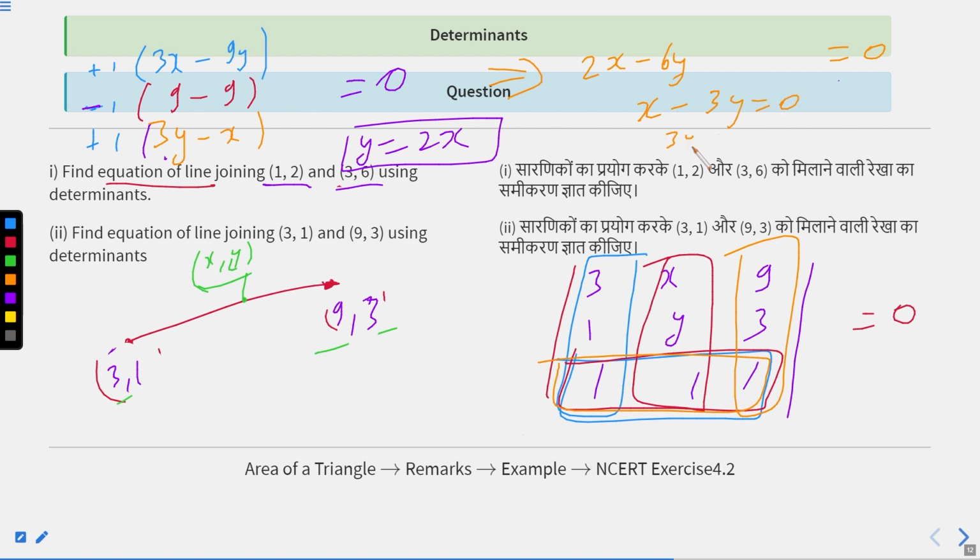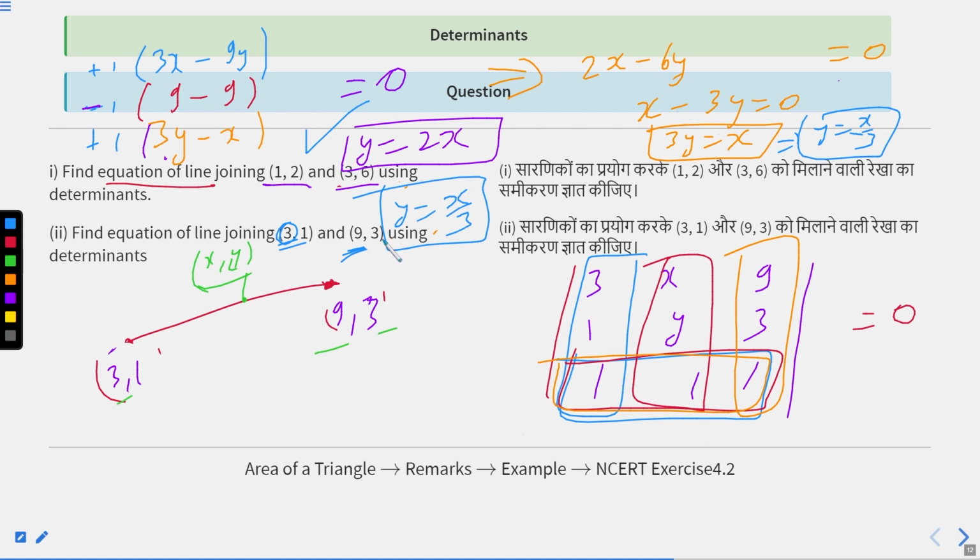In other words, 3y is equal to x. If you try to see, if x is 3, then y is 1. So y can be rewritten as x by 3. If x is 3, y is 1, and if x is 9, then y is 3. You can verify that. So for the first part, the equation will be y equals 2x, and for the second part, the equation will be y equals x by 3.